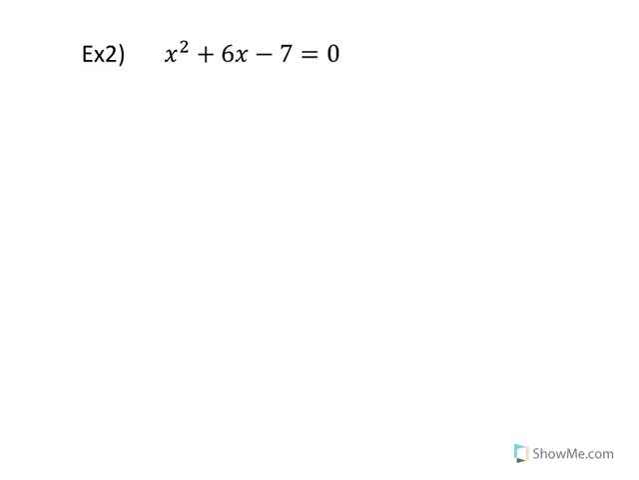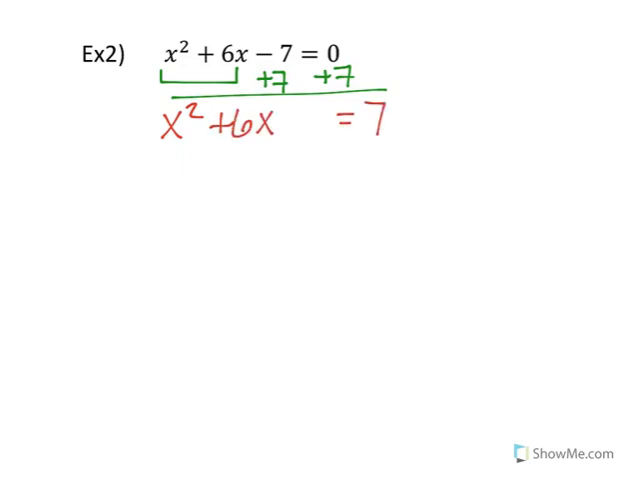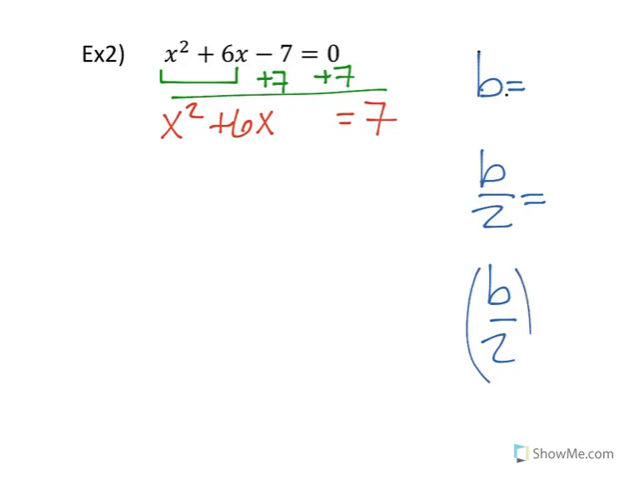Okay, the last example for the notes. So if we look at our steps again, we have to isolate our x's, and that means that we need to add this 7, which is not attached to an x, to the other side of the equation. And when we do that, we want to leave a little bit of a space so that we can add something in. In the same step, we're also going to be able to find our b's. So we need to figure out what is b over 2, and what is b over 2 squared.